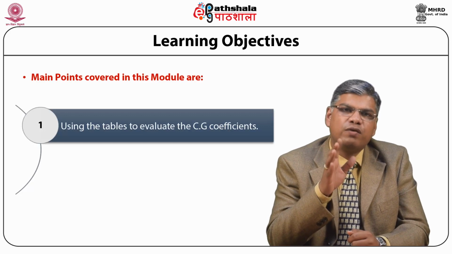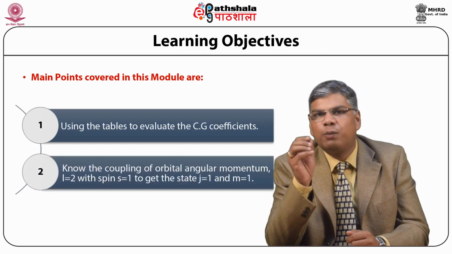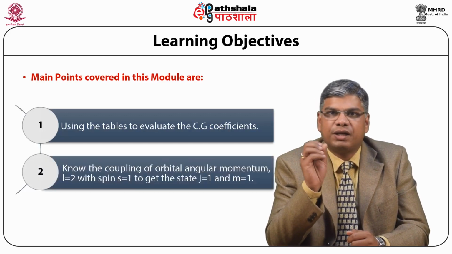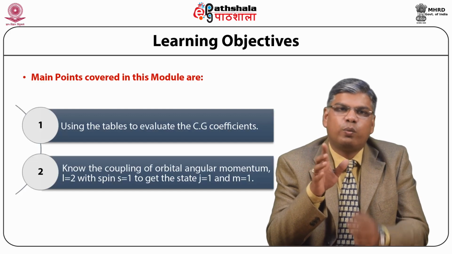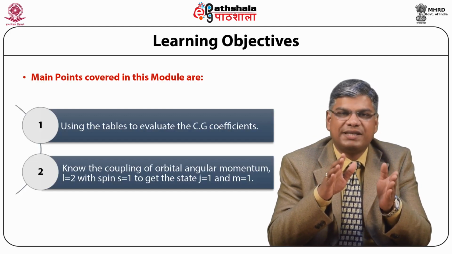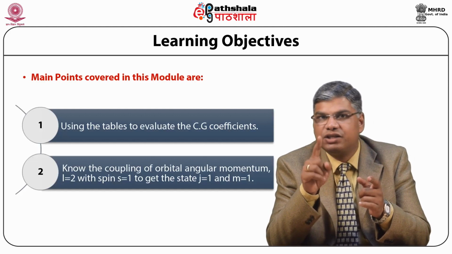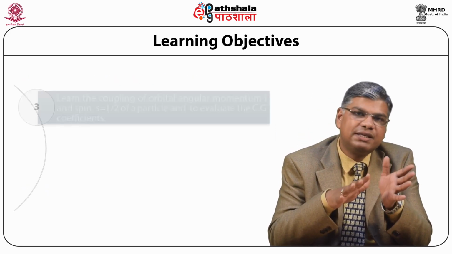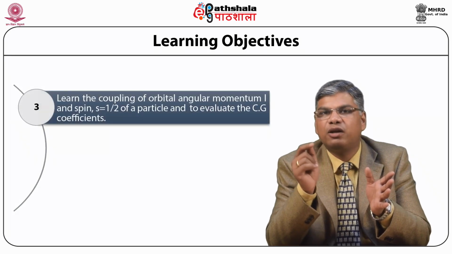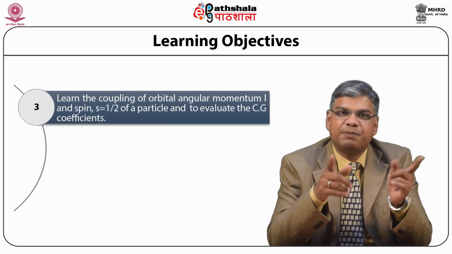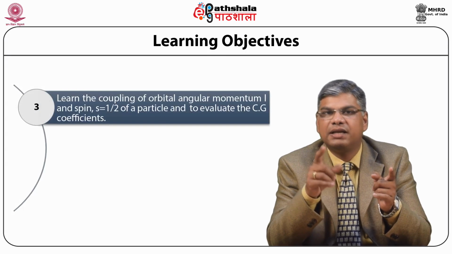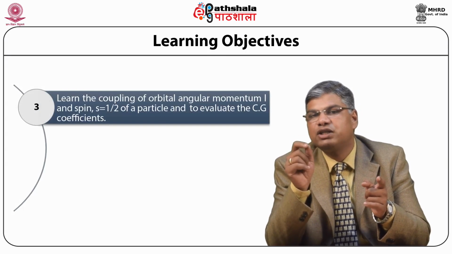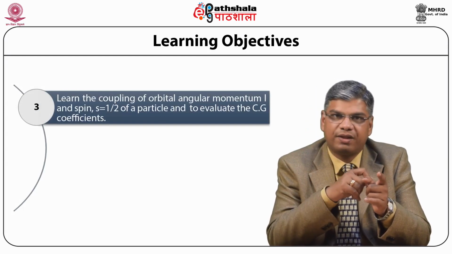Then we will know the coupling of orbital angular momentum L equal to 2 with the spin S equal to 1 state and get the state J equal to 1 and M equal to 1. We will also learn the coupling of the orbital angular momentum L and the spin half of a particle, and we will evaluate the Clebsch-Gordan coefficients for the same.